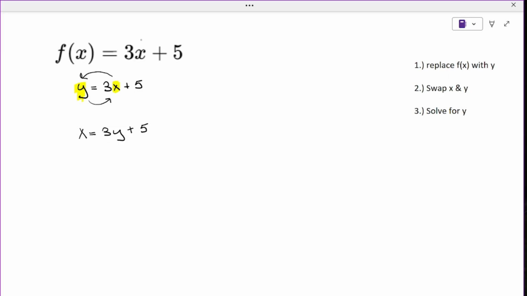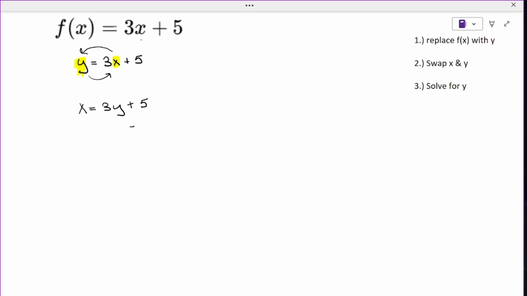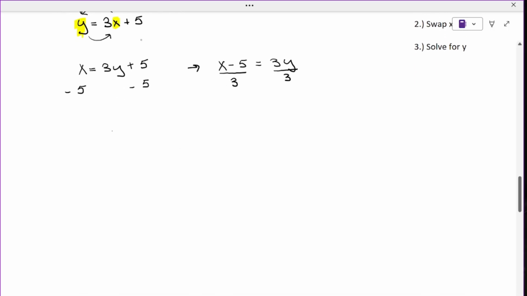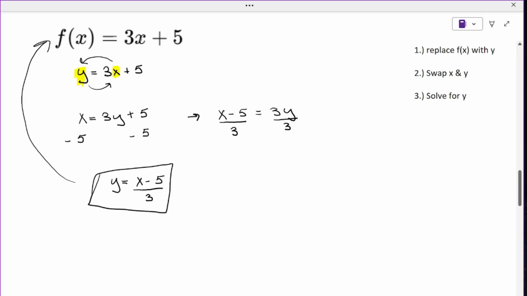Now, to solve for y, right now we have x by itself, but we need to get y by itself, right? So we will subtract 5 from each side. And this will give us x minus 5 equals 3y. And the final step is we divide both sides by 3, and we are left with y equals (x minus 5) all over 3. And this is the inverse of function f.